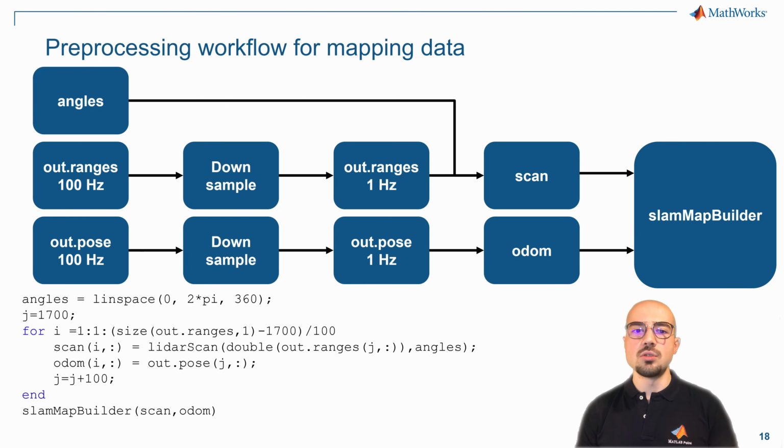As we can see in the few lines, we take the angles that are standard, so we generate them through a linspace. We then do a downsample of the information, one every 100 samples, and we put it into the scan and the odom vector. Then we call the function SLAM Map Builder with the topics scan and odom.